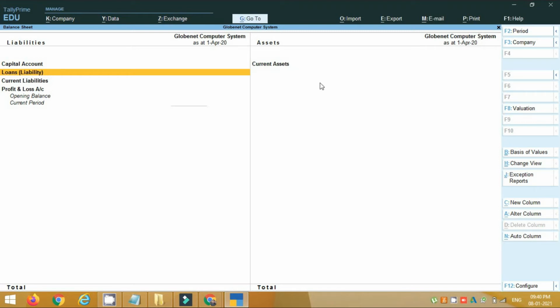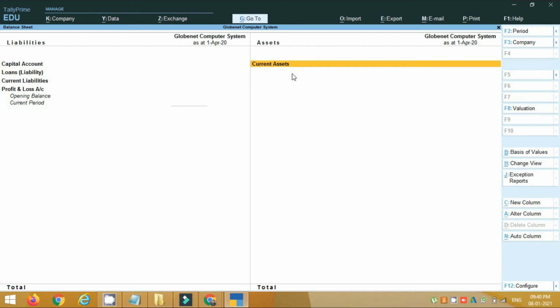Now we'll see what is on the asset side. On the asset side, we have fixed assets, investments, loans and advances, and current assets as well. So what are fixed assets? Assets that are for the long term are called fixed assets. Fixed assets are shown in the balance sheet at their historical cost less depreciation. For example, land, building, railway sidings, etc.